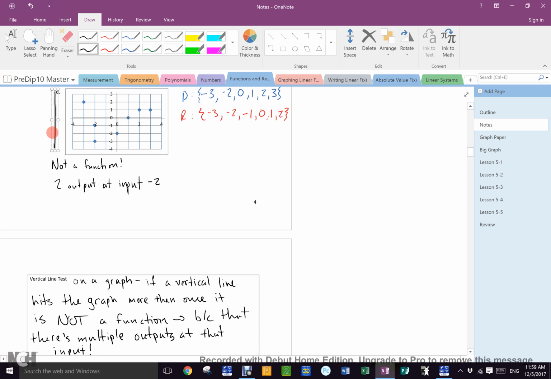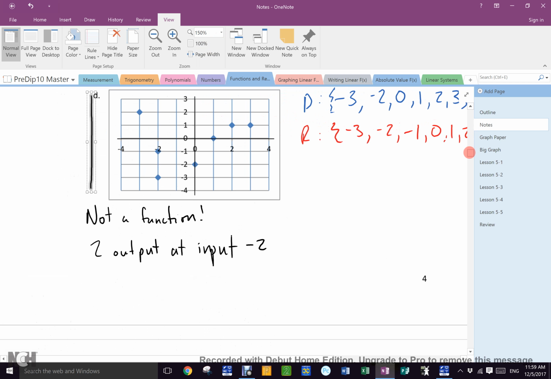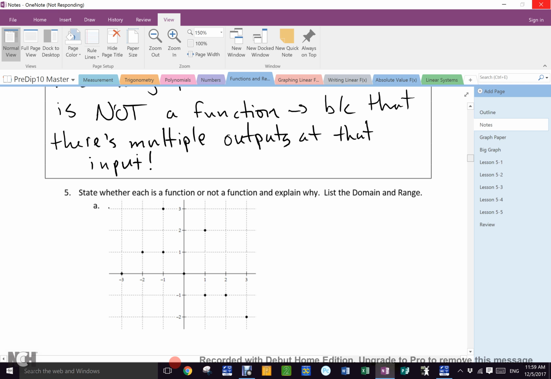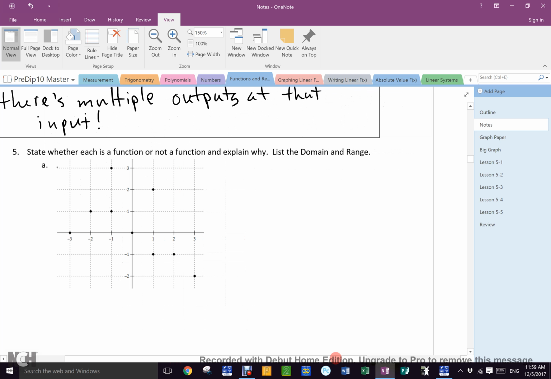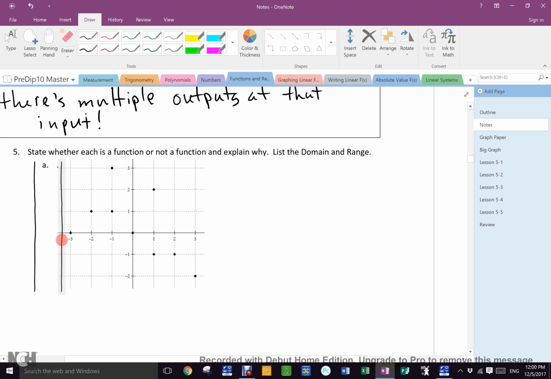Everybody good? All right. The more astute members of the class will observe that the next question is what? A graph. Which means what are you allowed to do? The vertical line test. Of course it's not a function. There's two outputs.